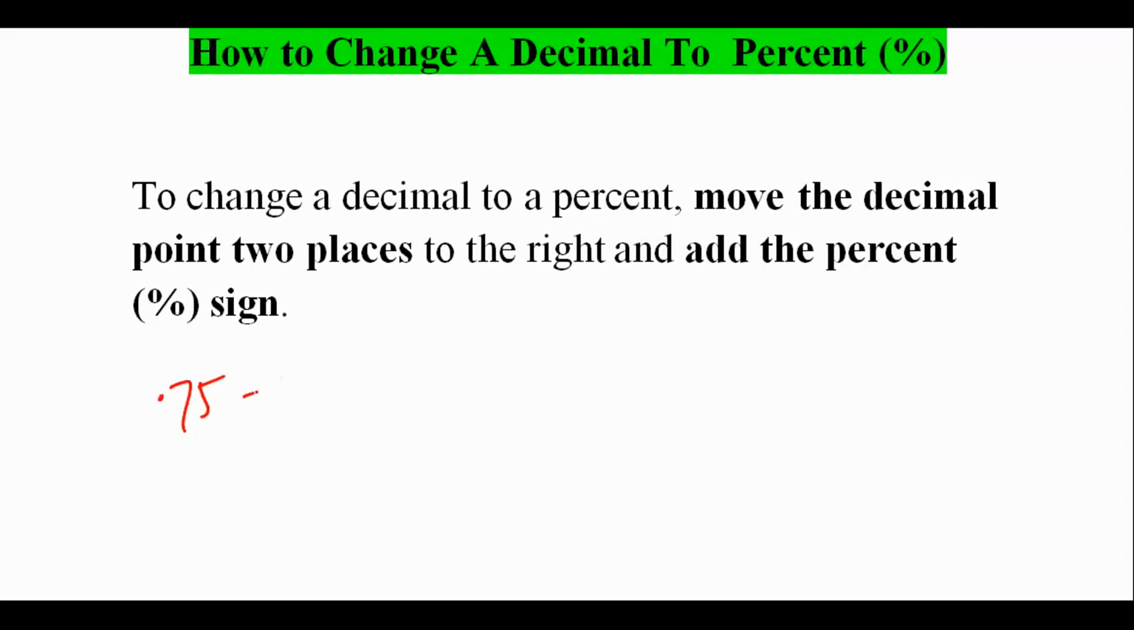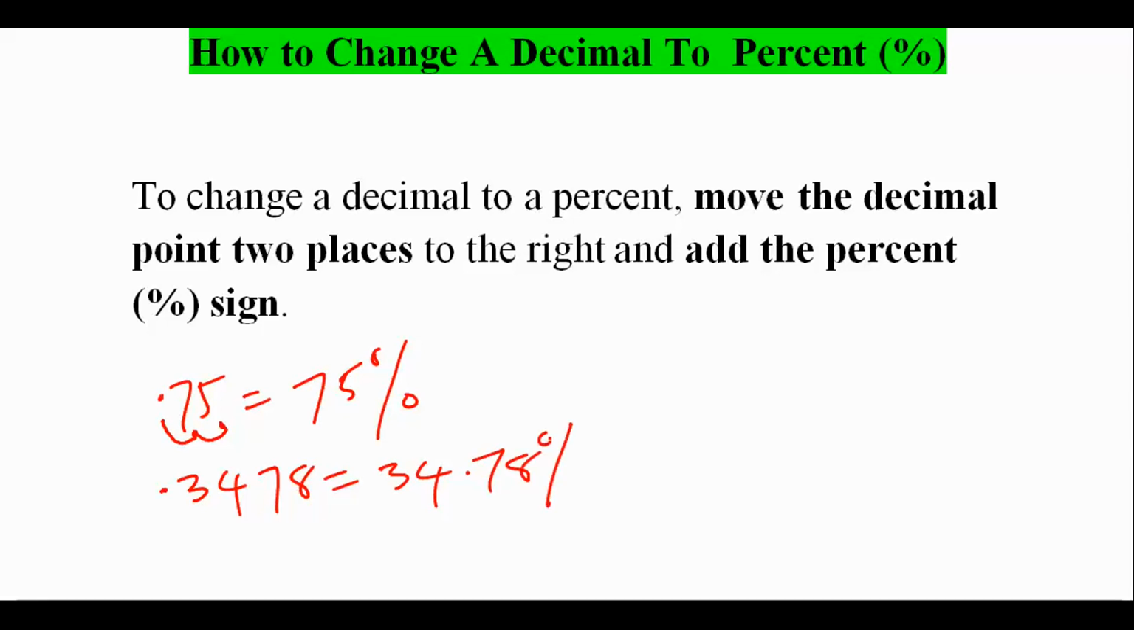0.75 is equal to 75%. So our decimal point is here, and we're going to move it 2 places. It becomes 75%. 0.3478 is equal to 34.78%. 0.25 is equal to 25%. And that's all there is to it.